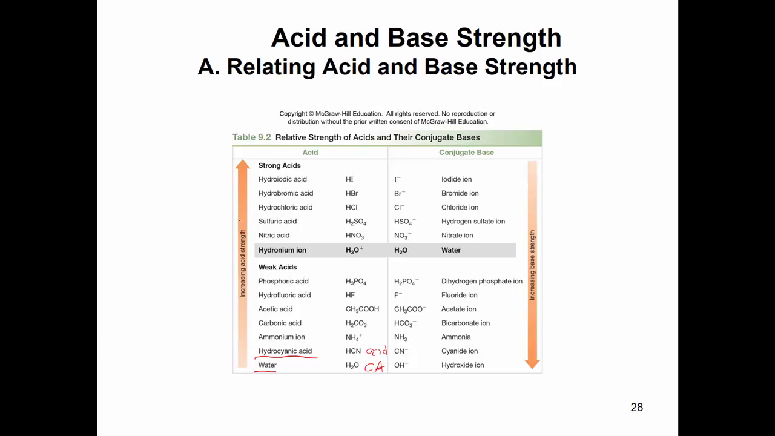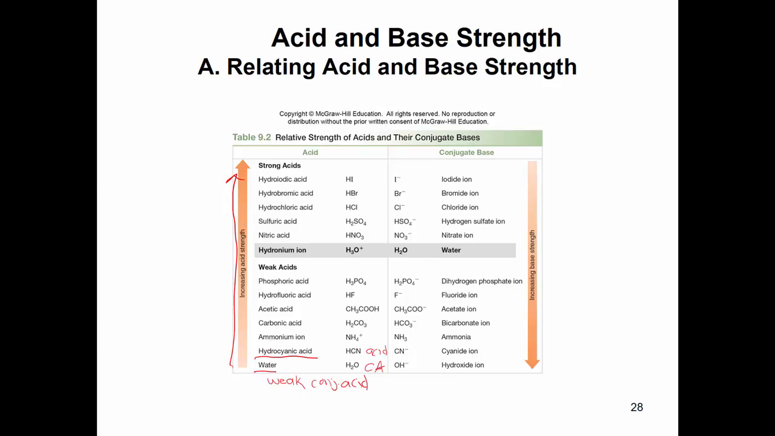Okay, if you look at your arrow here, water, this is the weak conjugate acid. Okay, so because water falls below our HCN there, it is weaker. You can see how it gets stronger as we go up the table. All right, so now we know that. We know water's the weaker acid.